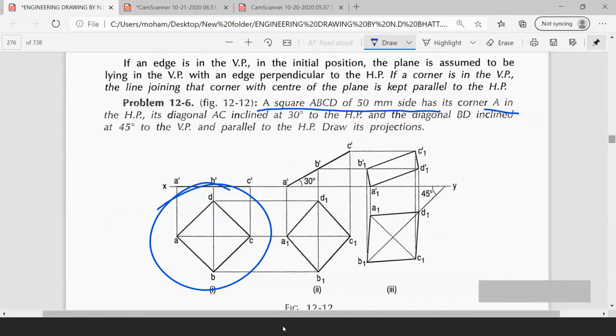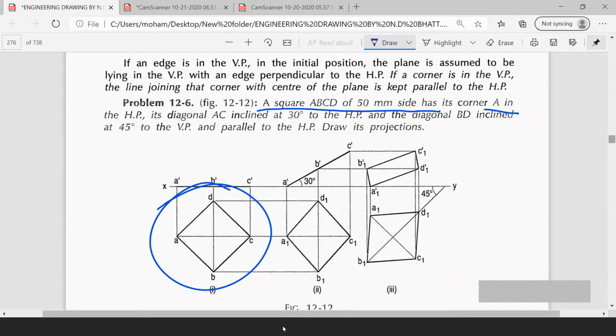Initially, this is the square I have. It is resting like this on the HP. The initial position of this square is like this. He is saying that this is a square A, B, C, D. Understand? Its corner A is resting on the HP. What he is saying is, the initial position of the square will be like this. After that, its corner A is resting in the HP.